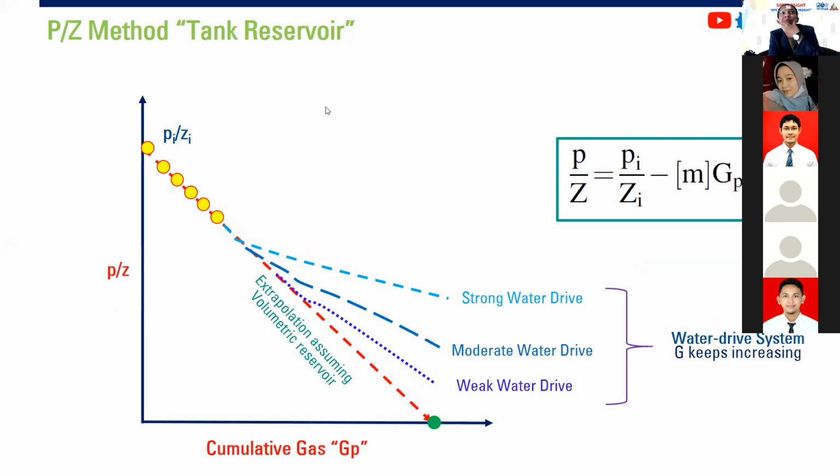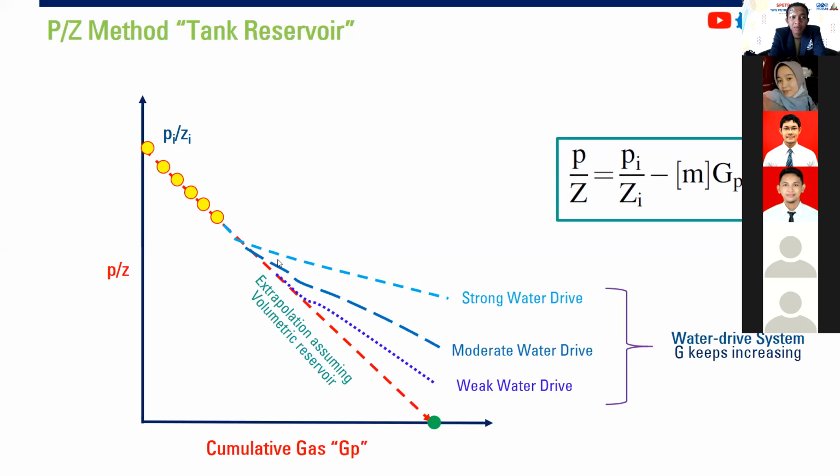But if we have a water drive reservoir, it will be more complicated. The line or the profile will be deviated. It will deviate to higher GP. Strong water drive, we go with this profile. Moderate water drive, we go by this line. And weak water drive. So if you have an aquifer influencing your gas reservoir, it will be deceptive. It will deceive you.